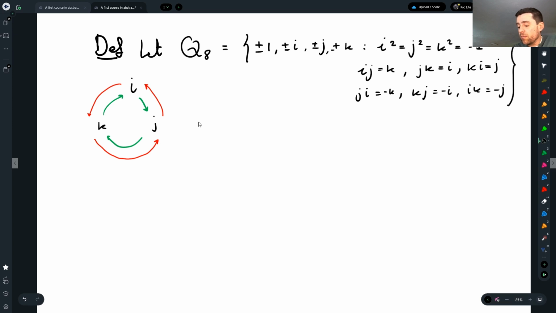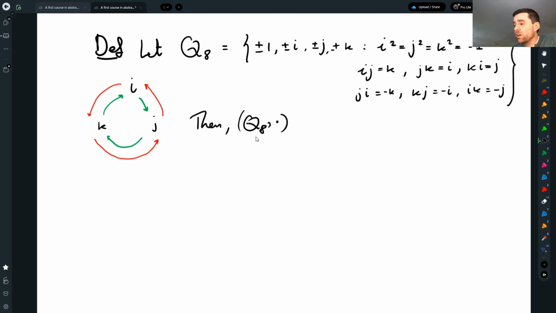Then Q8 under multiplication is called Hamilton's quaternions, or simply the quaternion group.